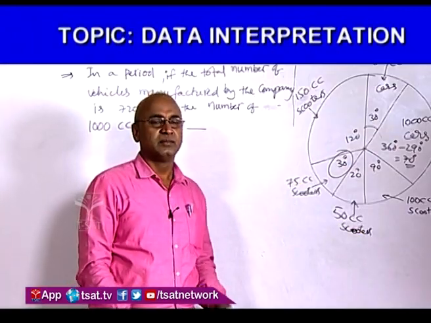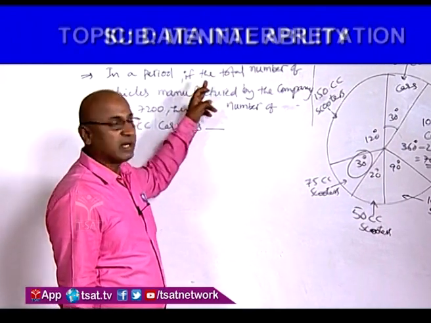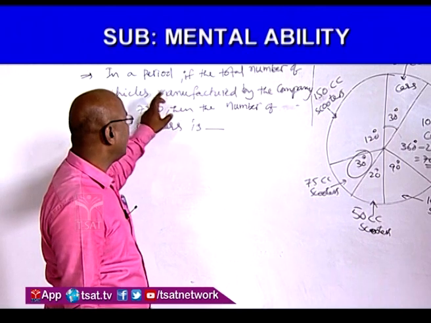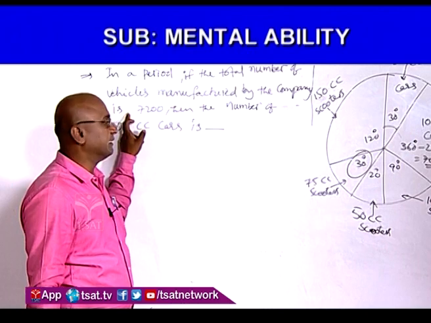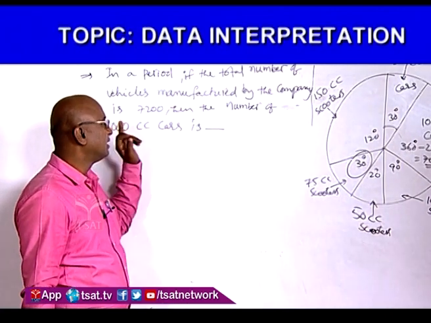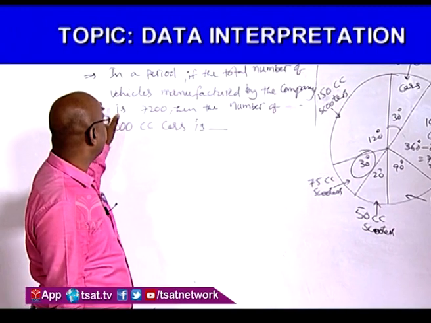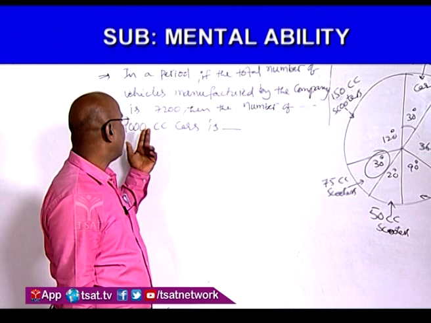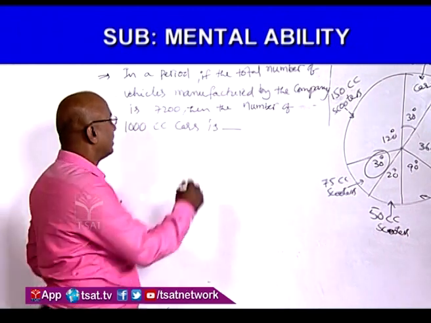Next problem. In a period, if the total number of vehicles manufactured by the company is 7,200, then the number of 1000cc cars is?